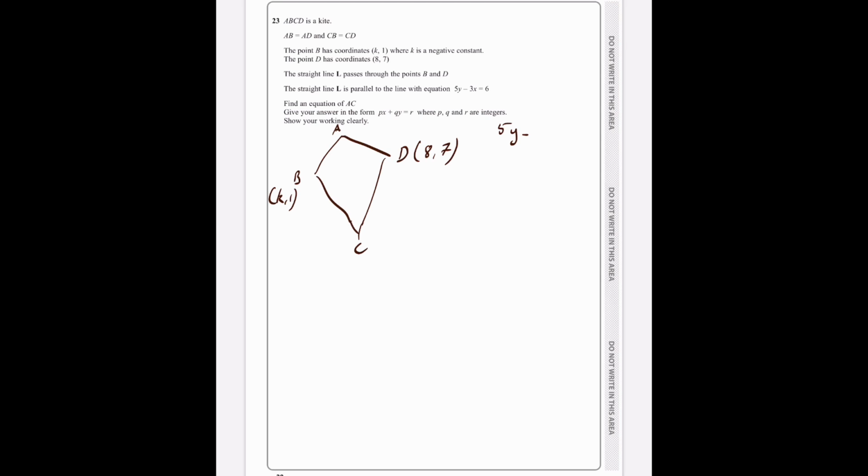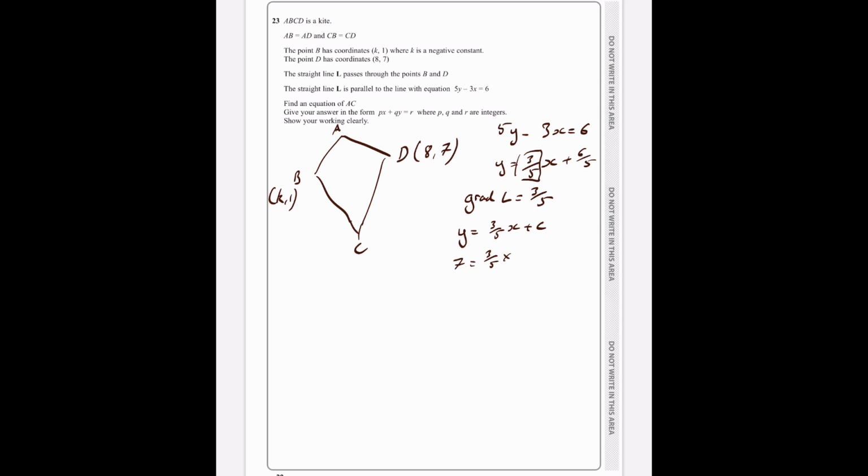So it tells us that L is parallel to the line 5y minus 3x equals 6, so we can use that to work out the gradient of L. A quick rearrangement into y equals mx plus c form, we can see the gradient is 3/5, and that will also be the gradient of L. So we can construct the equation going through the point D with a gradient of 3/5. This line will also go through B, but I'm not worrying about that just yet.